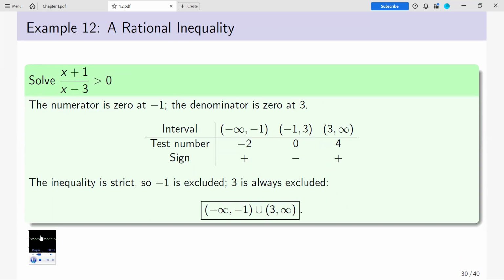Test numbers show that the rational expression is positive on the outer intervals. The 0 at -1 is excluded because the inequality is strict, and 3 is excluded because the denominator vanishes there.